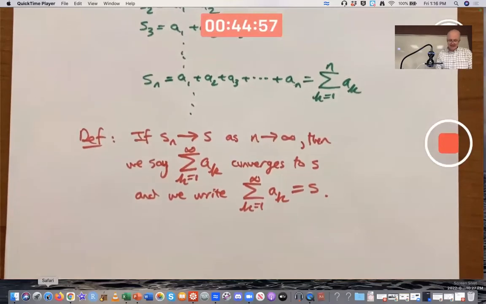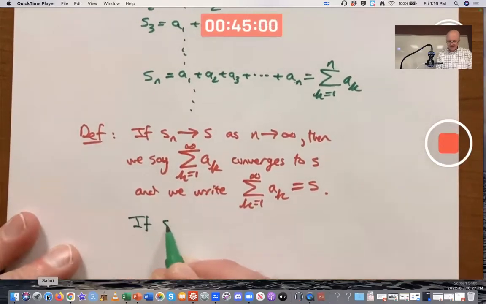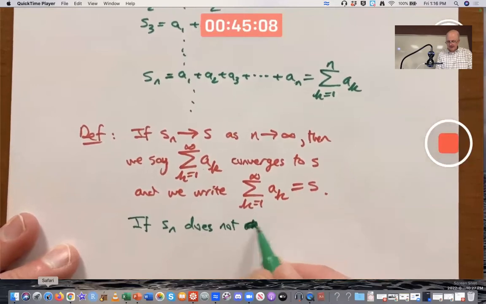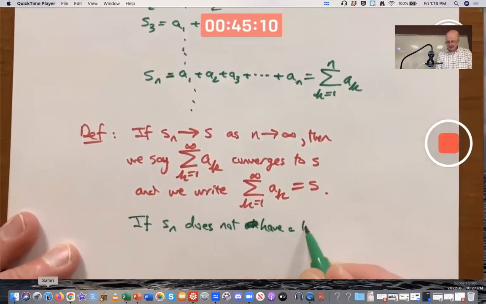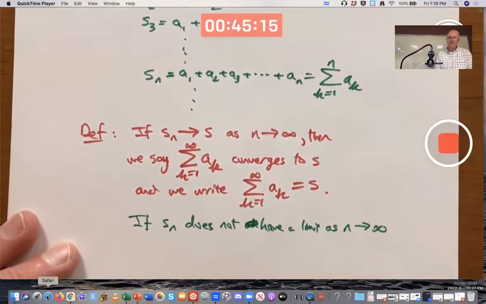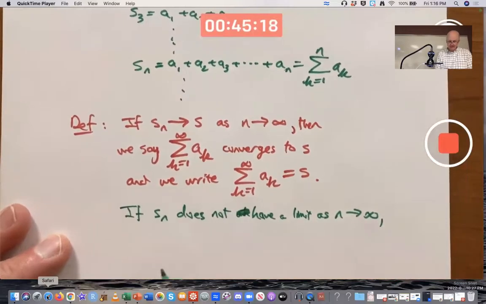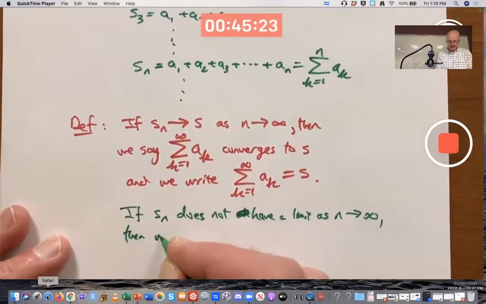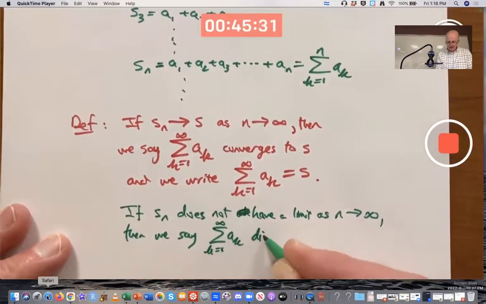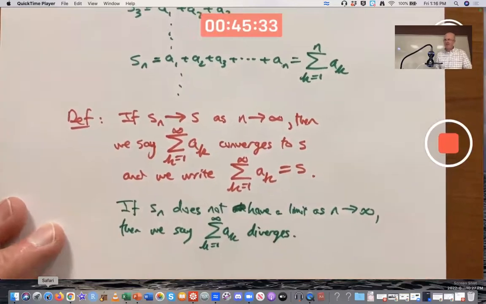If, on the other hand, S_n diverges, if it does not have a limit as n goes to infinity, we'll see examples here in a second. In other words, the sequence, you might say, diverges. Then we say the series also diverges. And we don't say it equals anything.